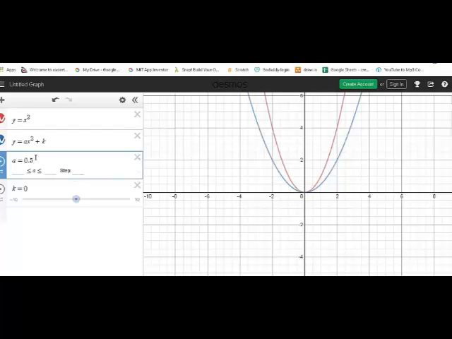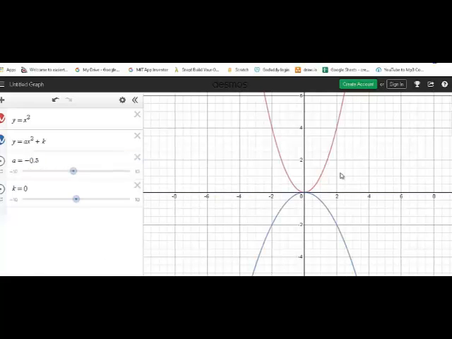What about if a is negative 0.5? You can see the graph of the base function y equals x squared has been flipped or reflected upon the x-axis because a is negative, and also because it's 0.5, it has been compressed vertically or stretched horizontally.